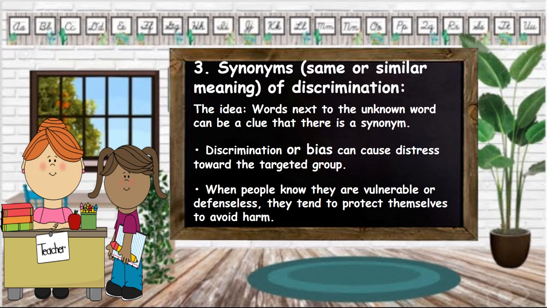Number 3 states, looking at synonyms of discrimination. Synonyms are words that have similar meanings or same meanings. The idea is to look at words next to the unknown word because it can be a clue that there is a synonym. And if you find a synonym, then you can derive the meaning. Discrimination or bias can cause distress toward the targeted group. When people know they are vulnerable or defenseless, they tend to protect themselves to avoid harm.